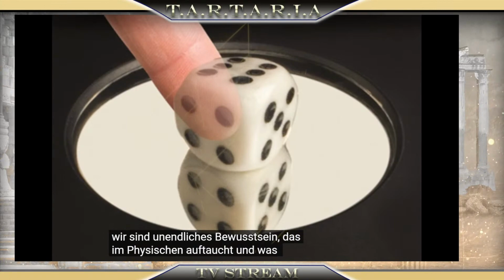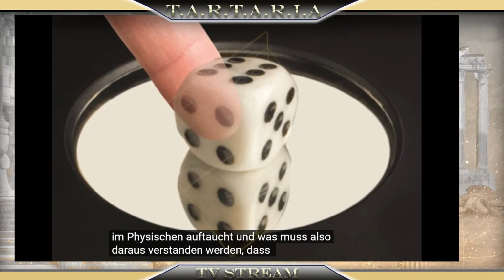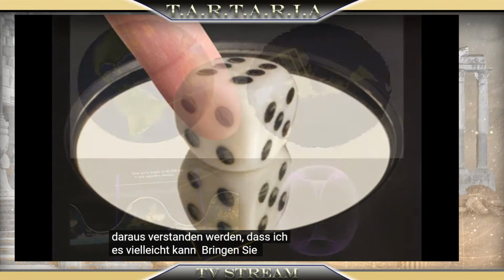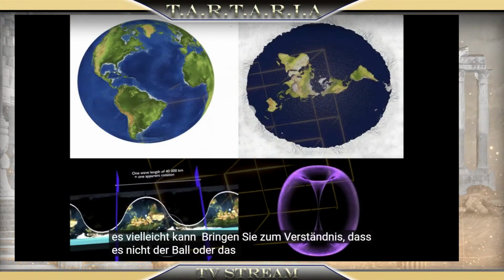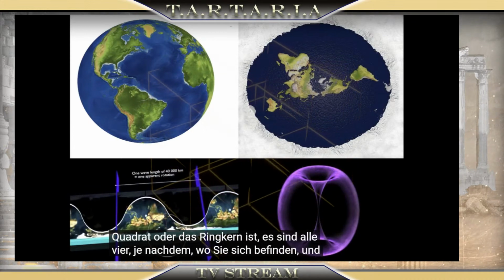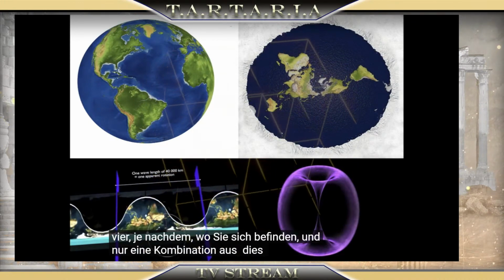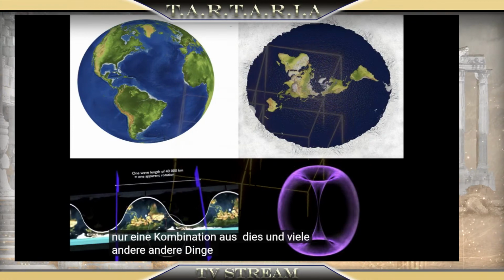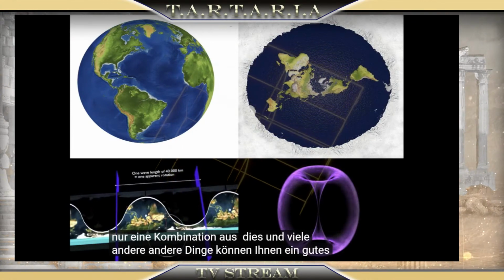And so what has to be understood out of this, in a way that I can maybe bring to the understanding, is that it's not the ball Earth, the flat Earth, the square Earth, or the toroidal. It's all four of them depending on where you're at. And only a combination of this and plenty of other things can give you a good understanding.